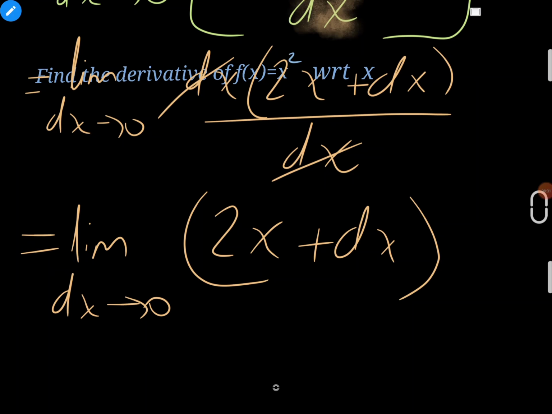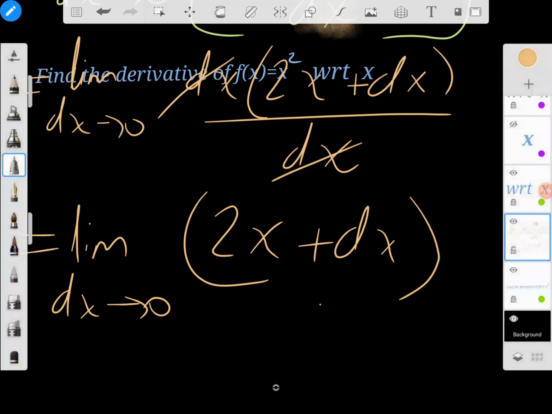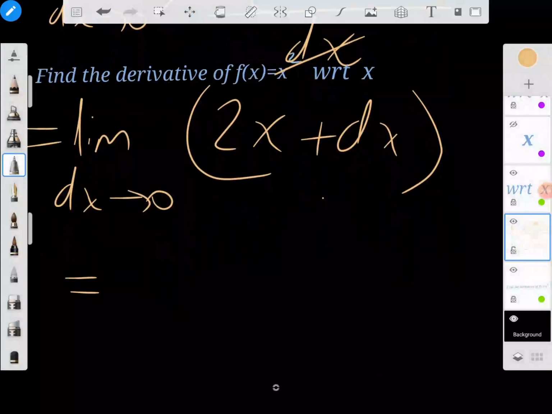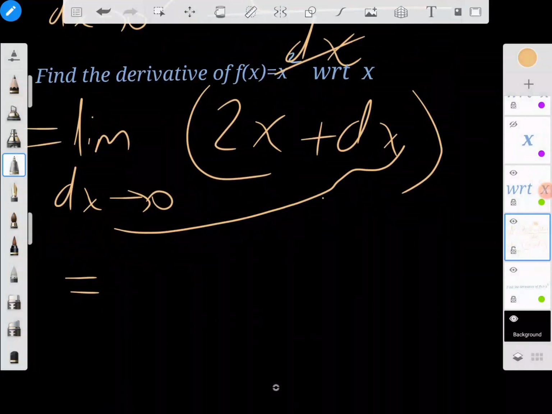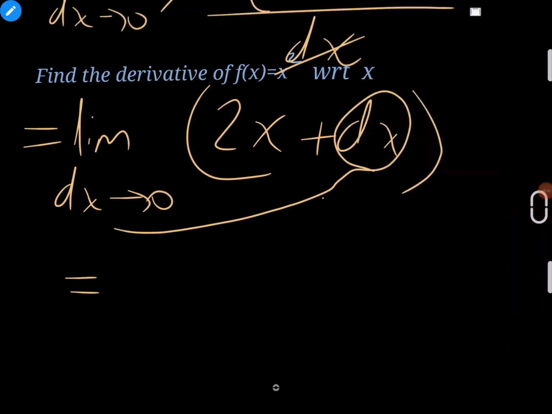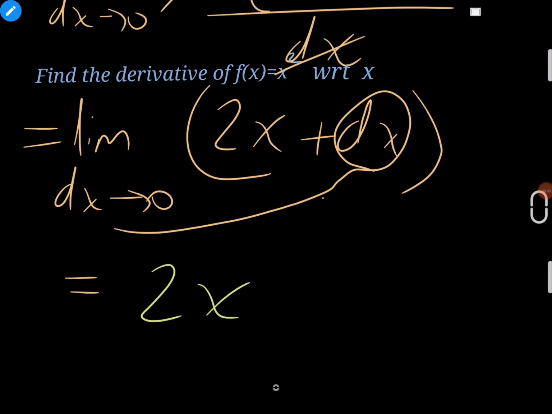Okay. Now you apply the limit. So when you apply the limit, what happens? This is a very small value, very very small value, almost equal to 0. So the answer is 2 of x.